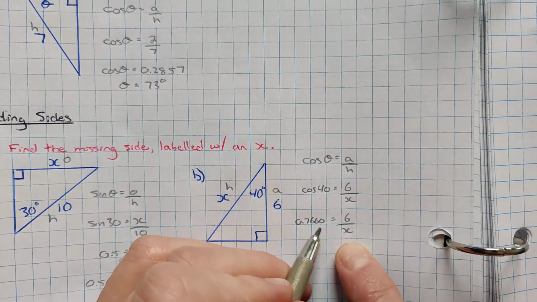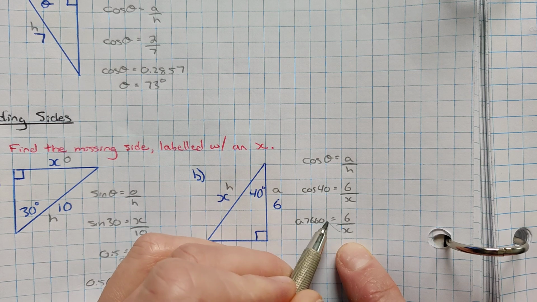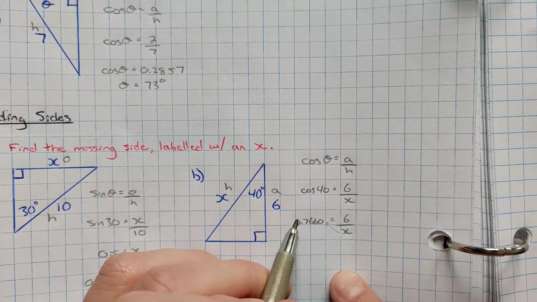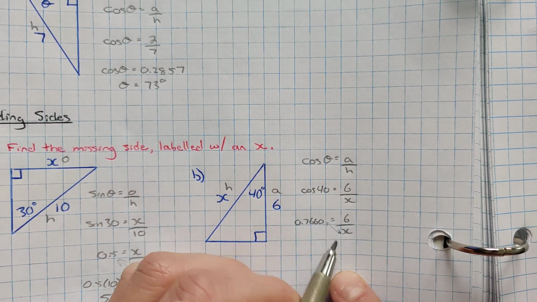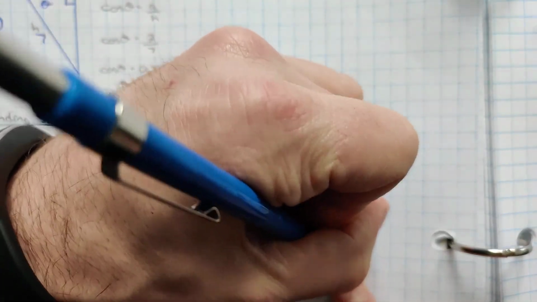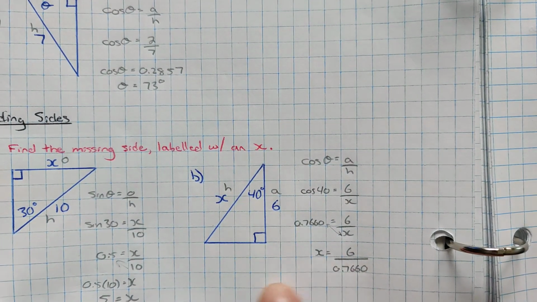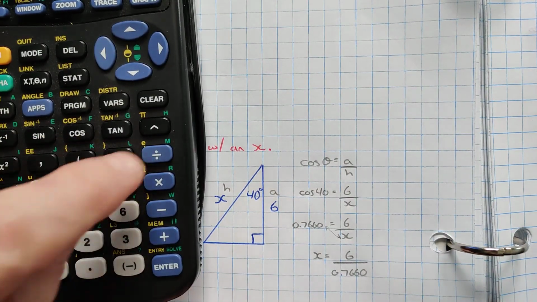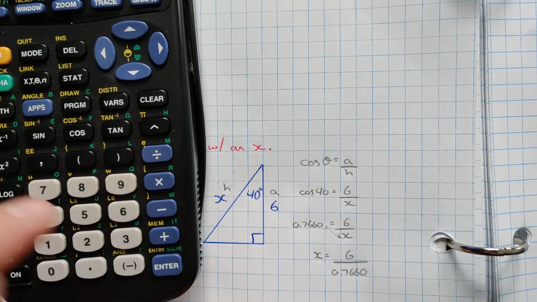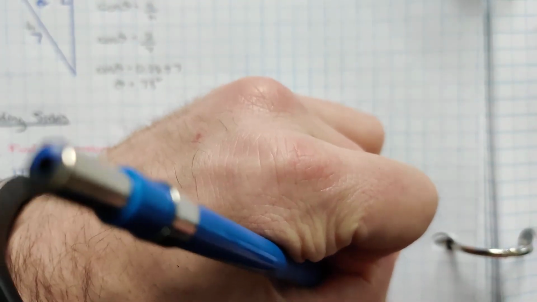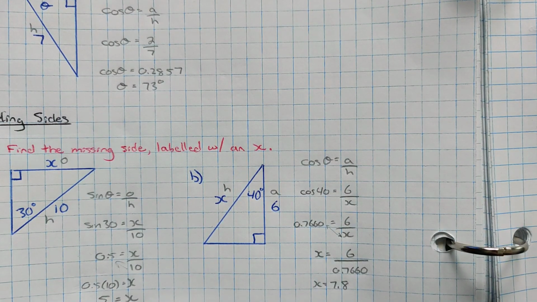But now what I can do here, x is on the bottom. So what I'm going to end up doing is multiplying this by x, and I'm going to get 0.7660x equals 6. And then I'm going to have to divide that. So what's going to end up happening is these two are just going to switch spots. So whenever x is on the bottom like this, you could just write x equals 6 over 0.7660. Just switch the spots. And then we divide 6 by that. And I get 7.8. So x is about 7.8.